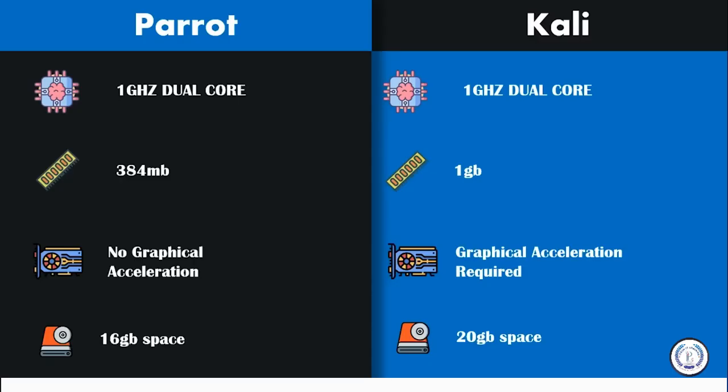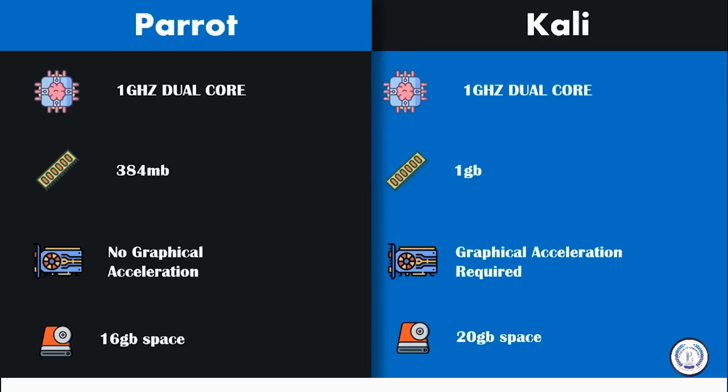When it comes to RAM, Parrot OS needs much less RAM than Kali Linux. Parrot needs 384 MB of RAM for its minimal running time, and Kali Linux needs 1 GB of RAM on the other hand. In terms of GPU, Parrot OS doesn't really need a graphic card as it has no need for graphical acceleration. Kali Linux, on the other hand, if you're trying to run the GNOME desktop version, will certainly need a graphic card. Parrot OS needs 16 GB of free hard disk space for its full installation, and Kali Linux needs 20 GB of free space. So basically, Parrot OS is a much more lightweight version.